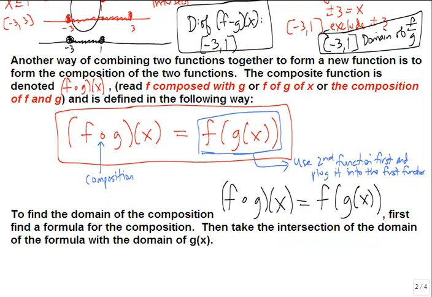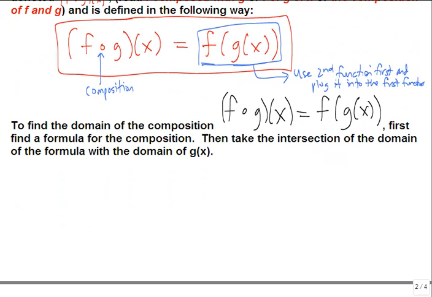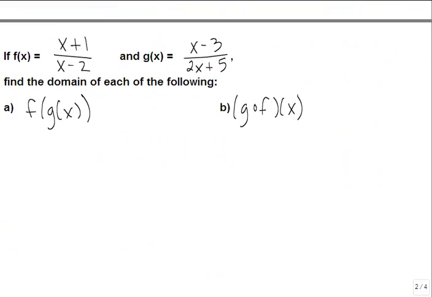So you're always going to take whatever that second function is, do that one first, and then plug that answer into the first function. Now, to find the domain of a composition, first you're going to figure out a formula for what the composition looks like, and then you're going to take the intersection of the domain of that formula with the domain of g of x. So we're going to take the domain of the composition and the domain of just the input function, the g function, and we're going to intersect those two together. So let's try this out.